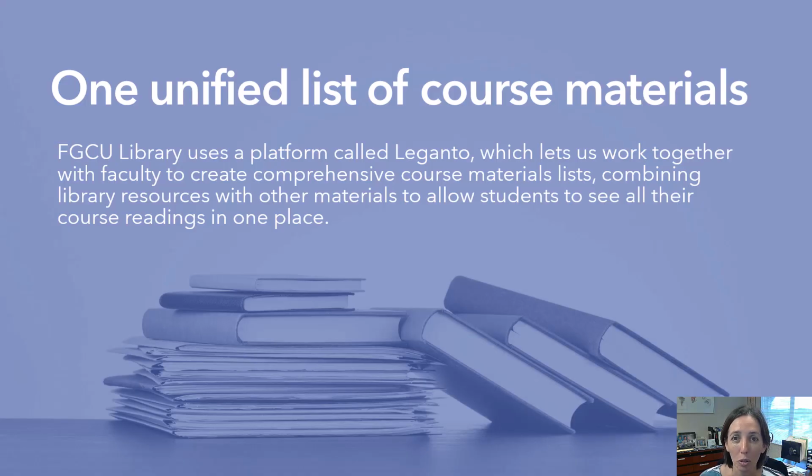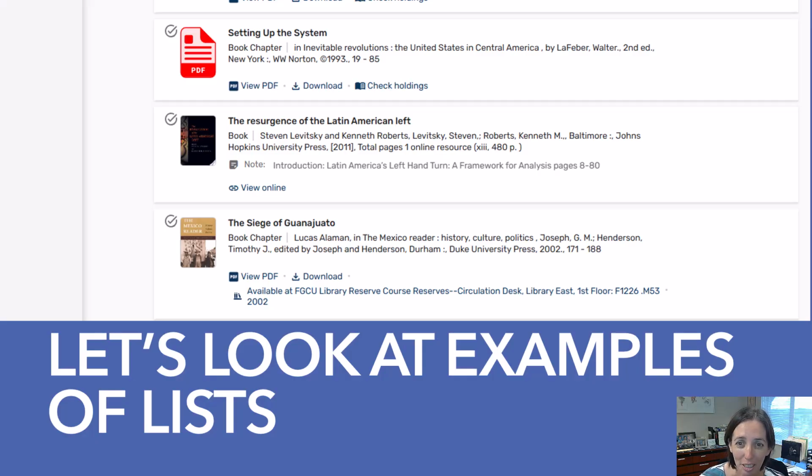So you heard me say it a couple of times, but the FGCU library has a platform called Leganto, which we use to deliver comprehensive course materials lists. The reason we're doing this is that it lets you combine the wealth of library resources that we have with other materials that you might have access to or that are available out on the web to create a nice comprehensive list of books, videos, articles, all in one place, easy for students to find. So let's go ahead and start looking at some examples of what these look like and how you might use them.